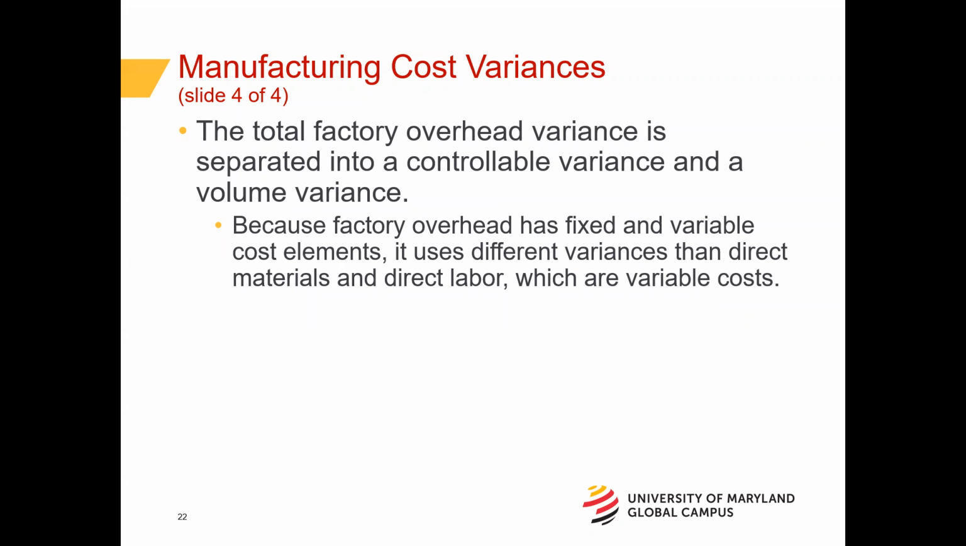What about overhead? Total factory overhead variance is separated into controllable variance and a volume variance. As you know, factory overhead has fixed and variable elements. We use different variances than for direct materials and direct labor, which are the variable costs.